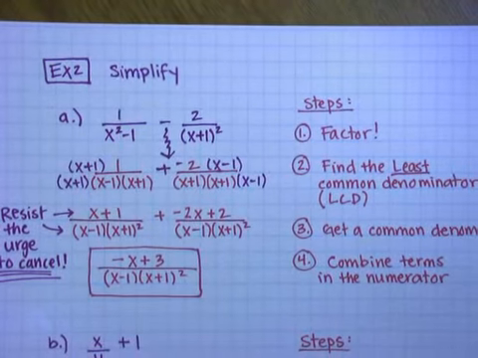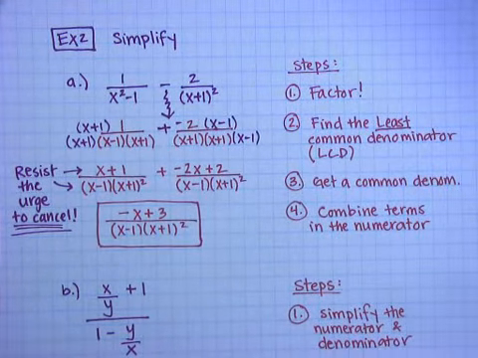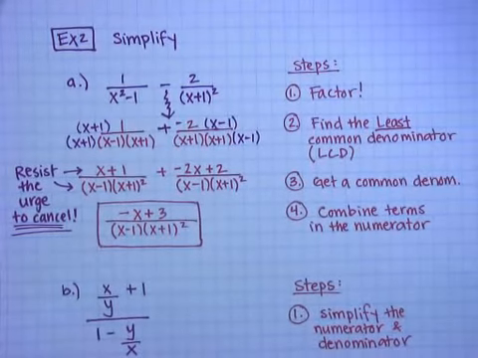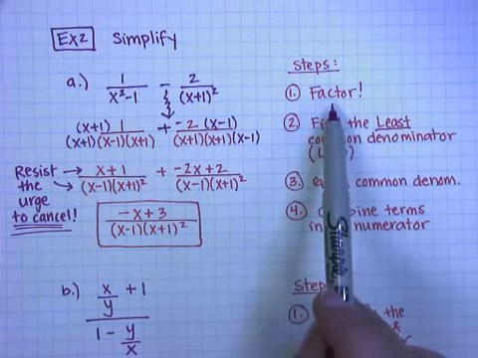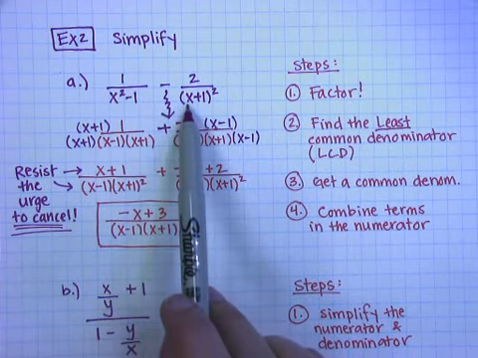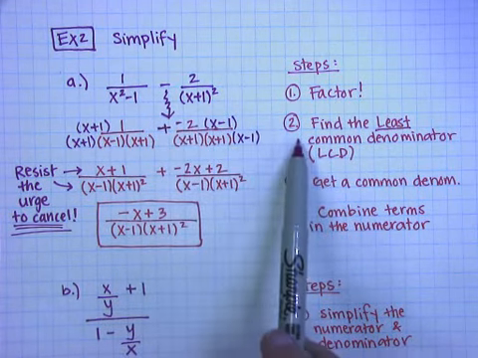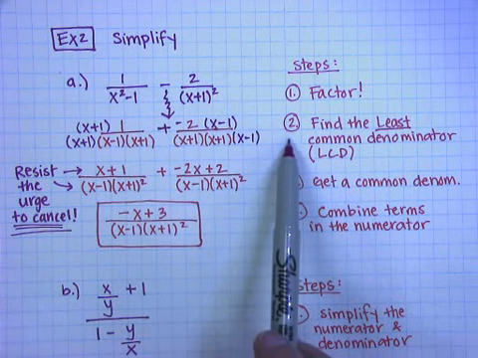Adding and subtracting fractions, it turns out, is a little bit trickier, and you guys already know this from years of experience of adding and subtracting fractions. The first step is still to factor. So when you see an addition or subtraction problem, you're going to want to factor everything, especially in the denominator. And then we're going to need to find a least common denominator.